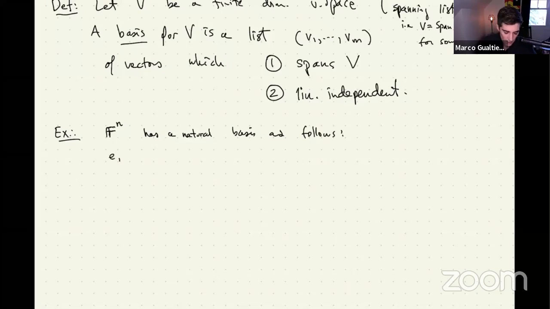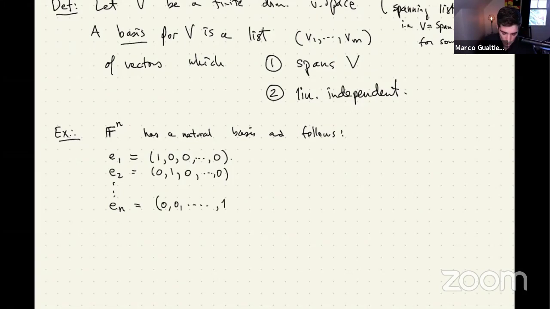Okay, e1 will be just the vector which consists of a single one in the first entry. And then we go all the way to en, which is 0, 0, up to 1.